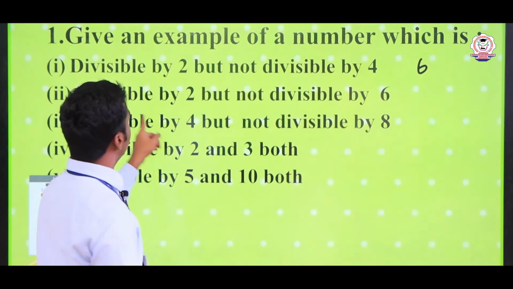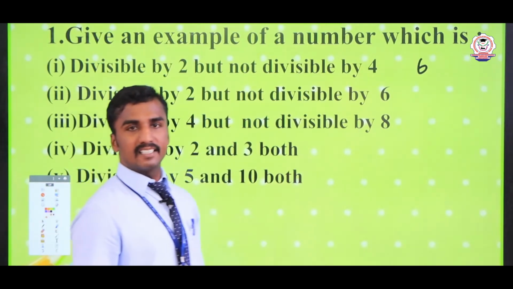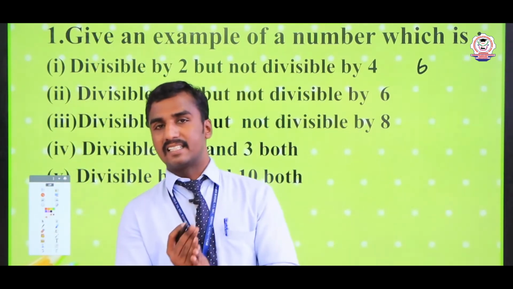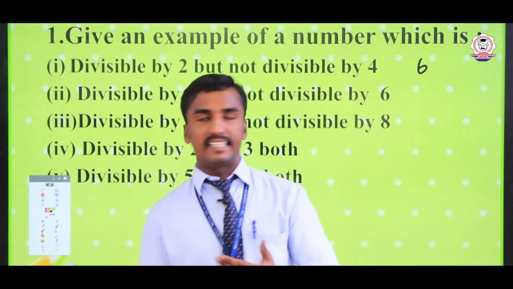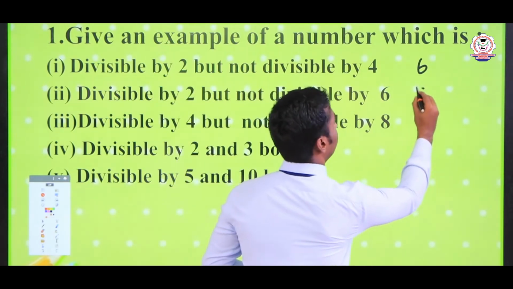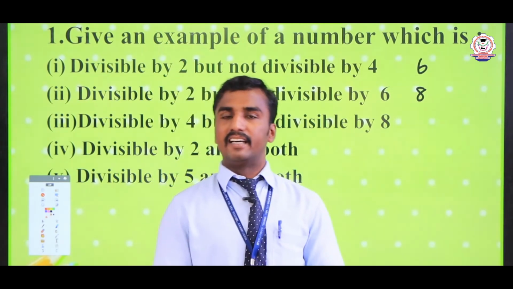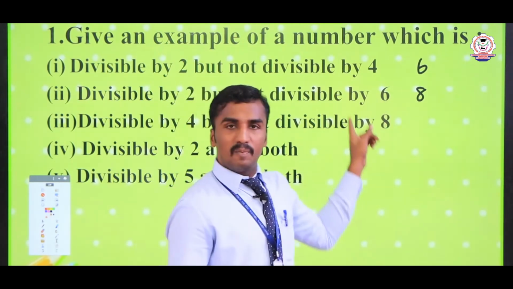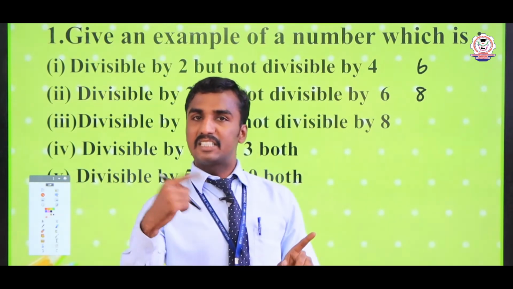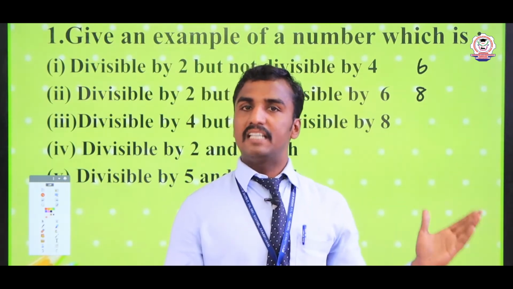Next one, divisible by 2 but not divisible by 6. The number is greater than 6, so we take 8. 8 is divisible by 2, 4 times, 2 fours are 8. In the same way, 8 is not divisible by 6: 6 ones are 6, 6 twos are 12. So 8 is not divisible by 6.